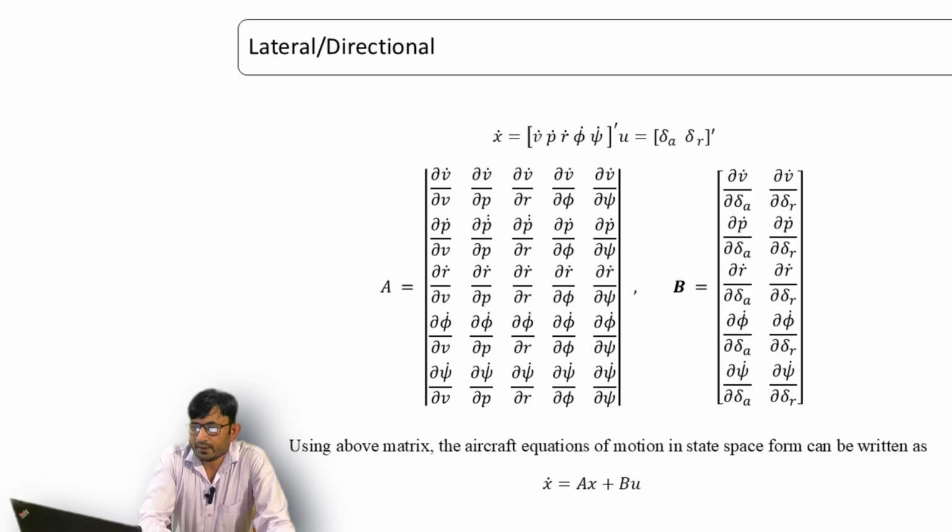Okay, now once you have the system matrix, how will you find the roots? Using the determinant of lambda I minus A equal to 0, then you will find the 4 roots at this trim condition.